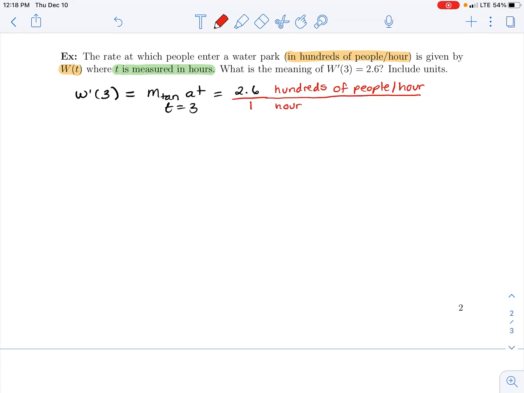Okay. And so why was I saying that for the numerator, hundreds of people per hour as my units? Well, it told me that my units for my output values is in hundreds of people per hour. And for the denominator part, my input, it told me that that was measured in hours. And so that's why I have 2.6 hundreds of people per hour and then per hour.